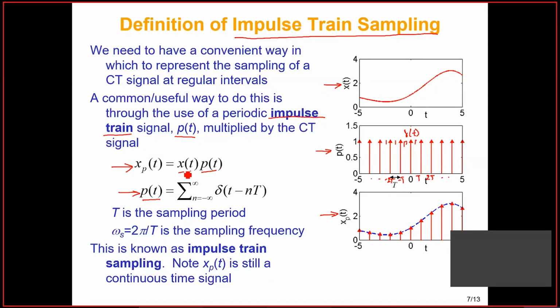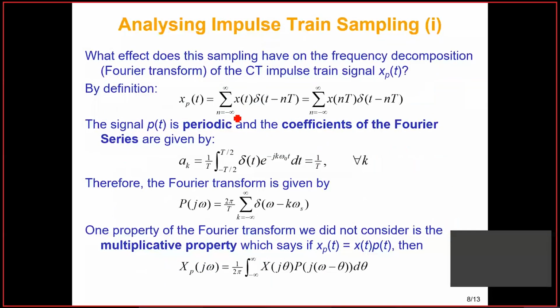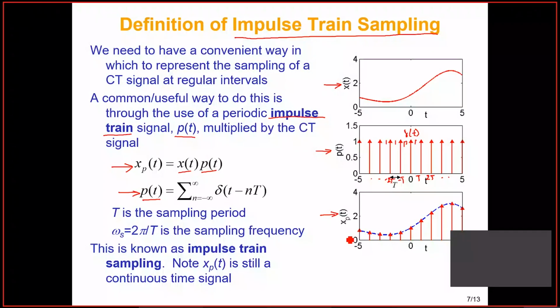If we replace this p of t with this summation, we end up getting this equation right here, which is x of t multiplied by p of t. x of t can come inside the summation, and once it multiplies with this impulse train, we end up getting values which are scaled impulses. So this product gives you this right here. The values will exist only at multiples of T, and these are the resulting scaled impulses.